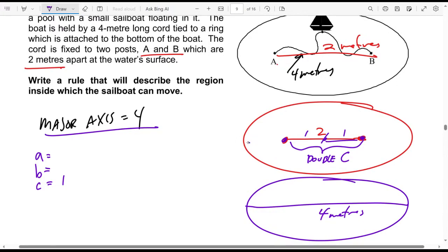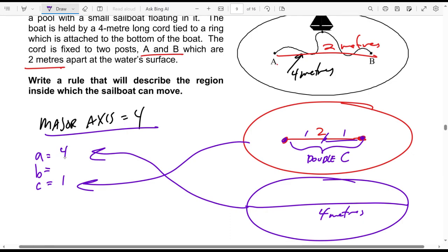Okay, so this, yes. So then that means if that's 4 meters, then I know my A value. What did I just do wrong? Why is it not 4? What is it? It's 2. Because the major axis is basically saying from here to here would be half of the total distance. Okay? So that makes my A value 2.